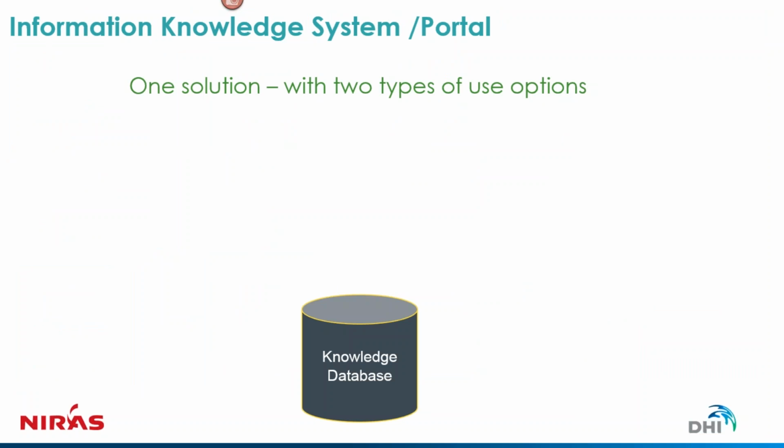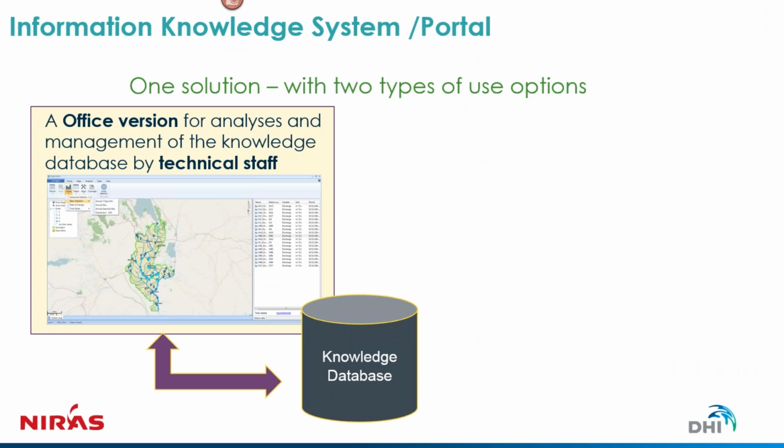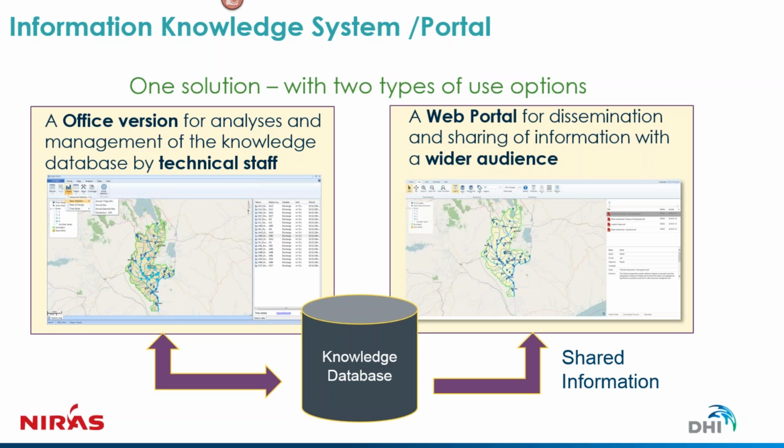I'll just briefly present the information knowledge system and portal. Basically it consists of a database and then two different interfaces. One interface is a Windows version, which is used by technical staff in the River Basin organization, and the second one is a web portal for dissemination and sharing of information with a wider audience. So that will be accessible for the stakeholders, consultants, and others that are working in the basin.